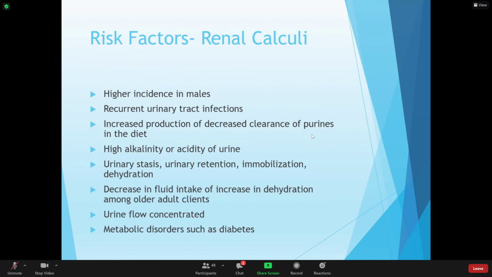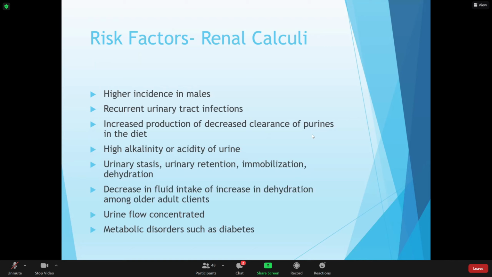So here's our risk factors for renal calculi. You have to recognize what that word even means. Higher incidence in males. People that have recurrent UTIs, meaning that they have frequent urinary tract infections. So it might be I had an infection in March, and then I had another one in June, and then patients back in the urologist office in the fall with another infection. And so frequent UTIs make people more likely to develop stones.